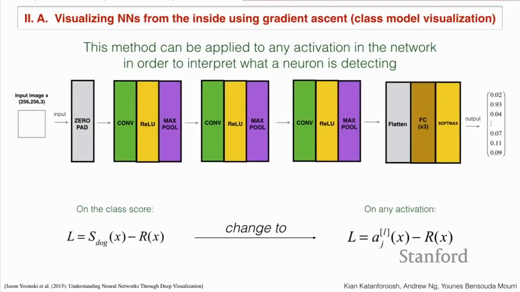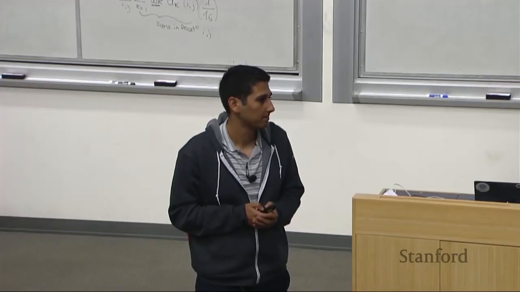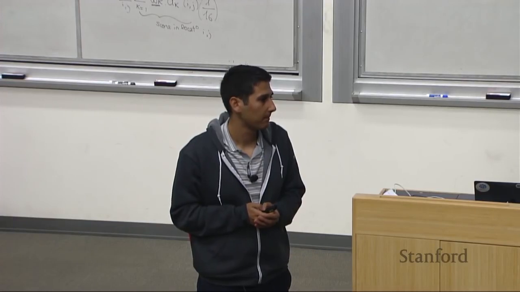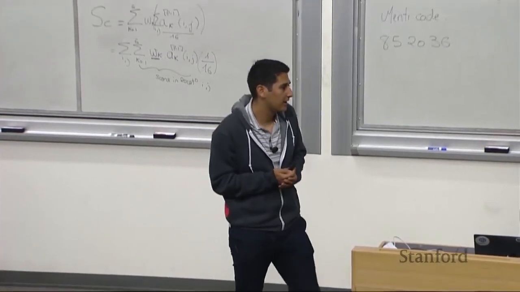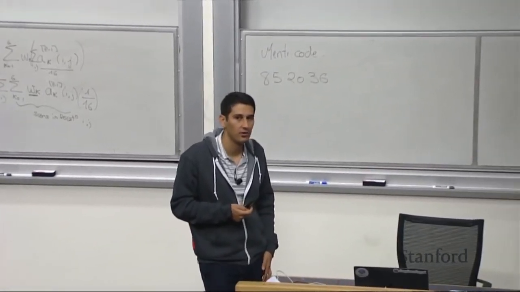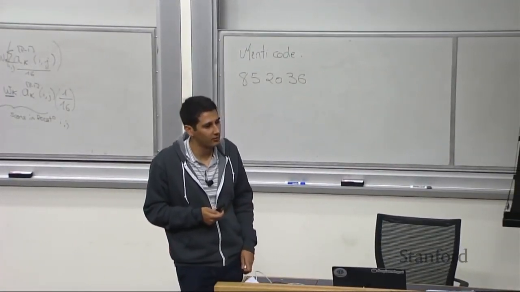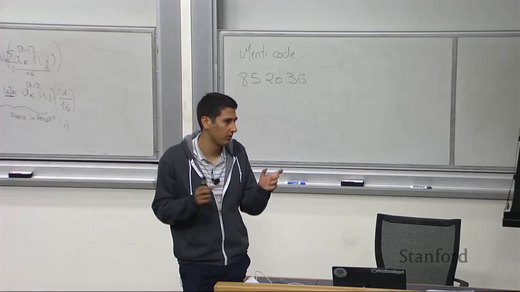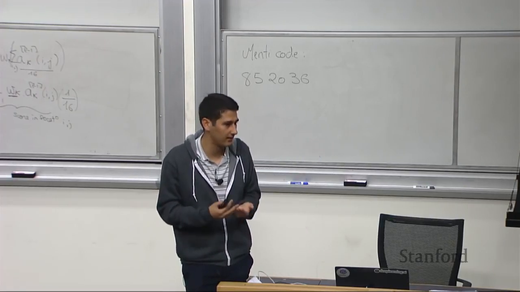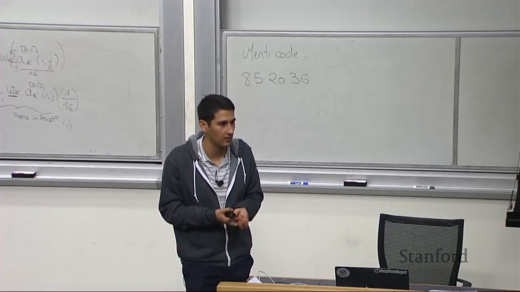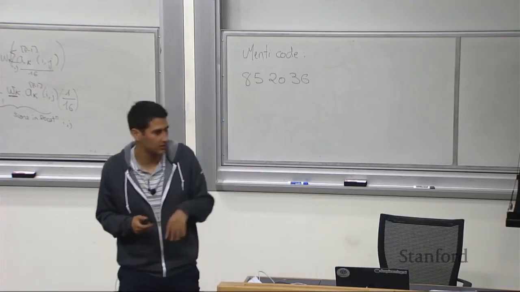Yes? Does a more realistic class model visualization correspond to a more accurate model? It's hard to map the accuracy of the model based on this visualization, but it's a good way to validate that the network is looking at the right thing. Yeah, we're going to see more of this later.